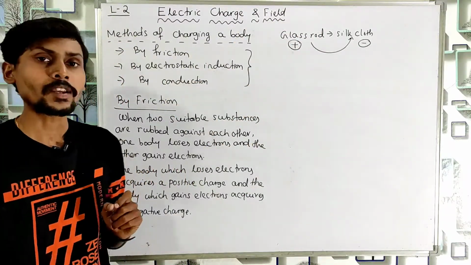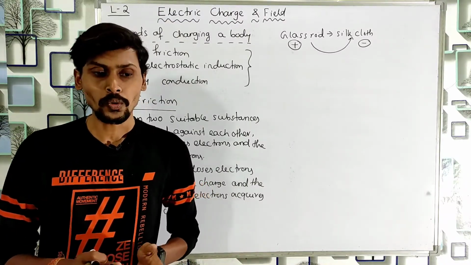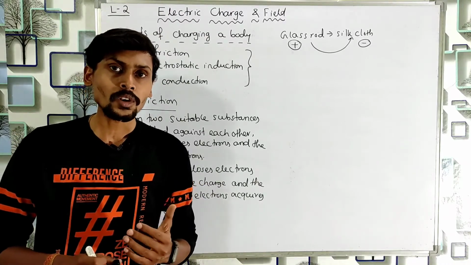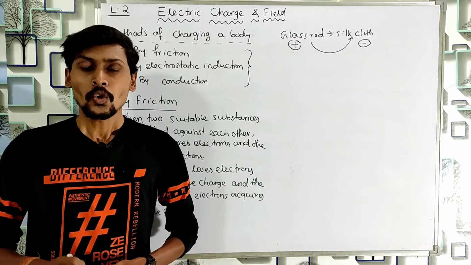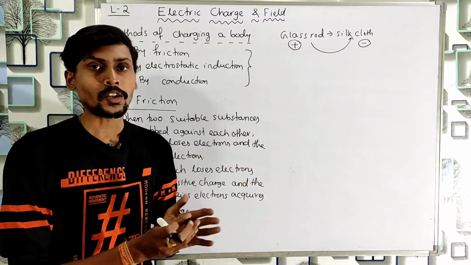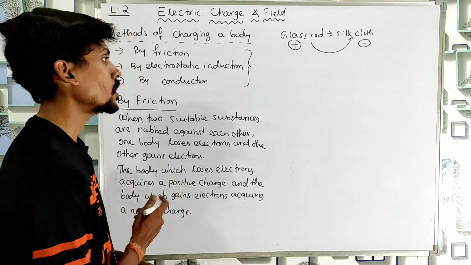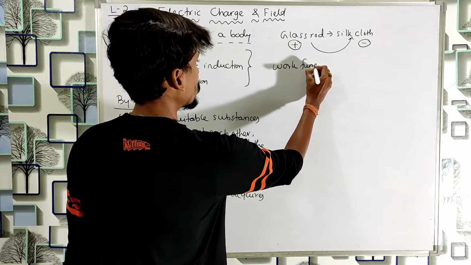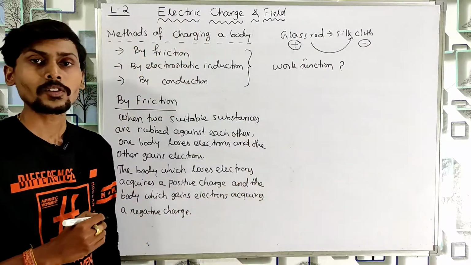Now one question arises. When we are rubbing two bodies against each other, suppose we are rubbing substance A with substance B, which body will lose electrons and which body will gain electrons? Which parameter decides that this body will lose electrons and that body will gain electrons? That parameter is known as work function. So what is the meaning of work function?